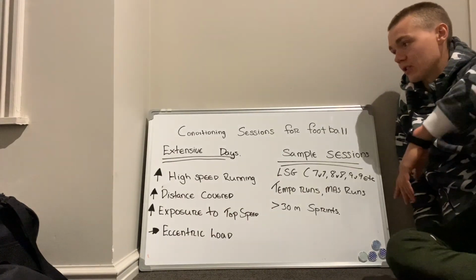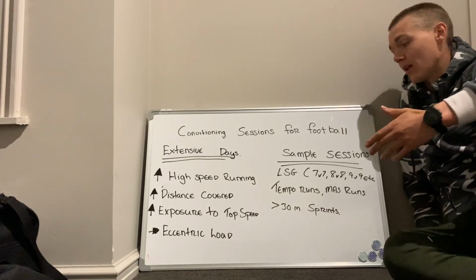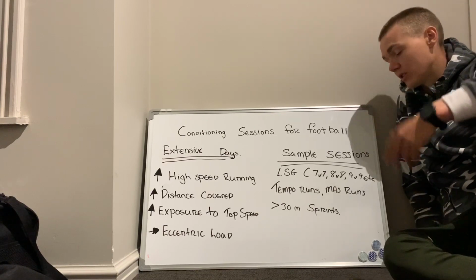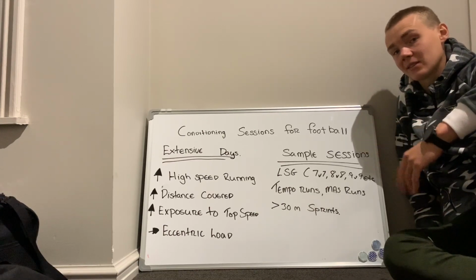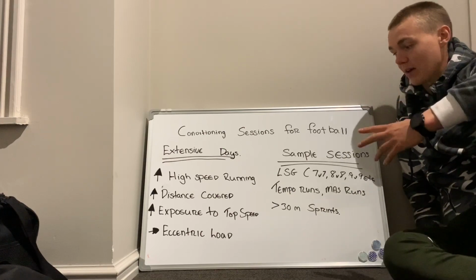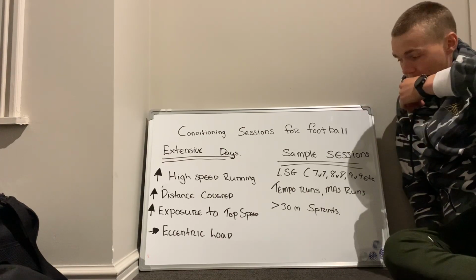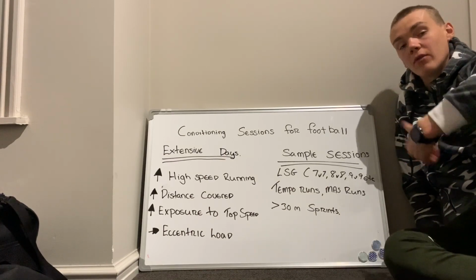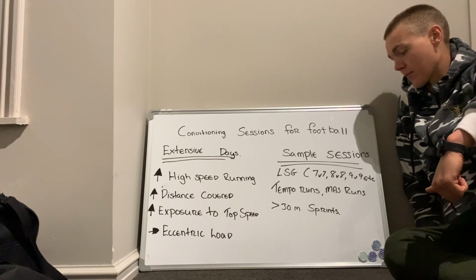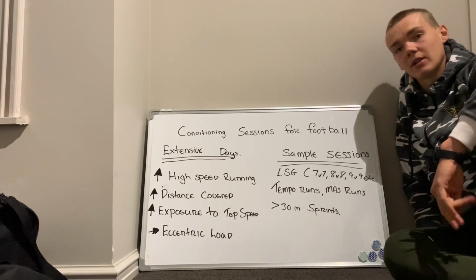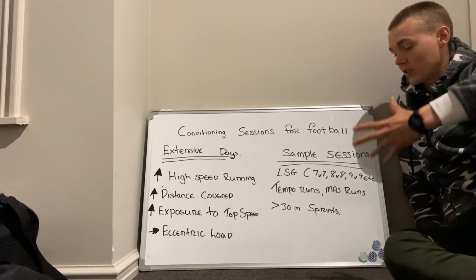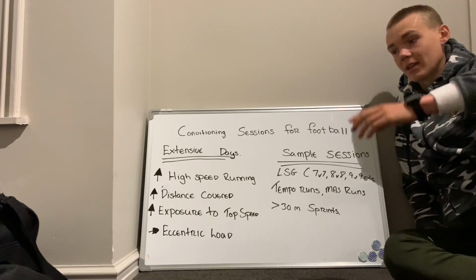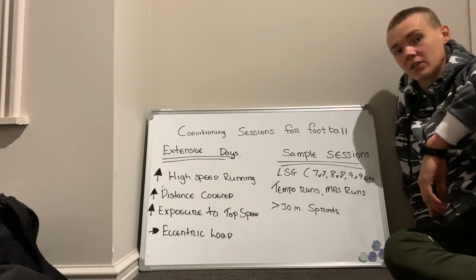So just some sample sessions of what extensive days look like. So large sided games, so 7v7s, 8v8s, 9v9s, 11v11s, in big spaces, to kind of replicate what happens in a game. Tempo runs, so runs that are above your maximal aerobic speed, so things that are classed as high speed running, and sprints that are greater than 30 meters, so all out efforts that are greater than 30 meters to allow you to hit your maximum velocity.